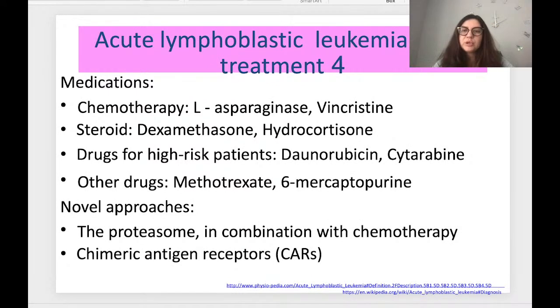Medications. For chemotherapy, we usually use L-asparaginase and vincristine. We usually add to our treatment steroids like dexamethasone and hydrocortisone, drugs for high-risk patients like daunorubicin and cytarabine, and other drugs like methotrexate and 6-mercaptopurine. And novel approaches can include drugs like proteasome inhibitors in combination with therapy, and chimeric antigen receptors.